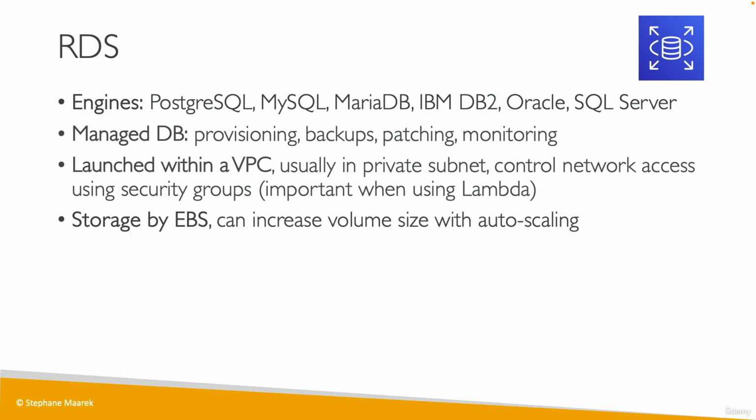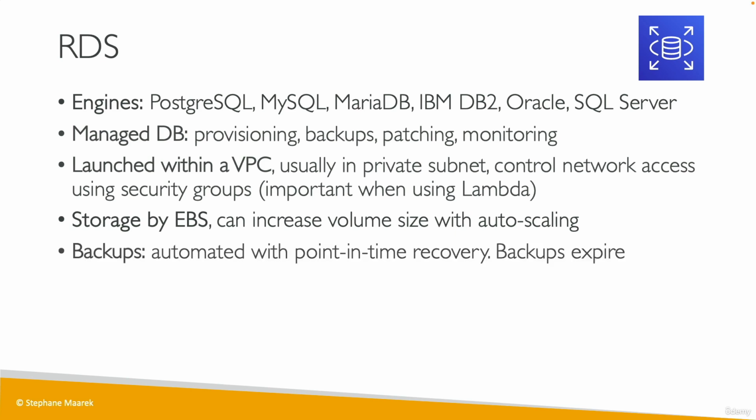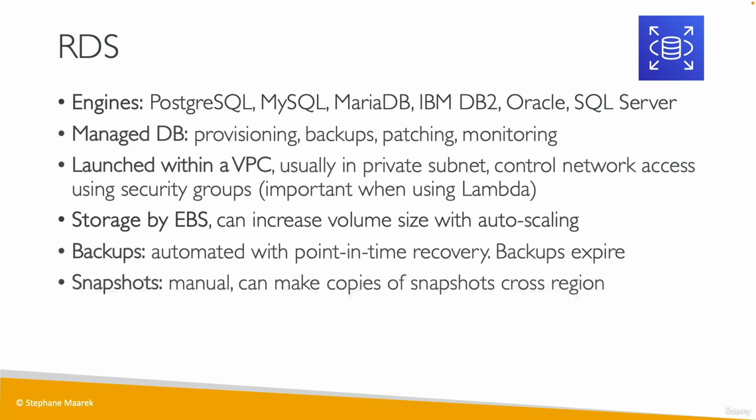The storage is on EBS volumes, and you can increase the volume size automatically thanks to autoscaling. For backups, you get automated backups with point-in-time recovery, and the backups will expire. The snapshots are very similar, but they're manual, in which case you can take a backup and keep it for as many years as you want. It's possible to take these snapshots and copy them across regions, which is very helpful when you want to have disaster recovery.